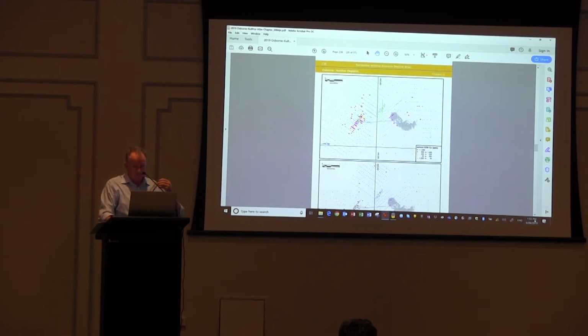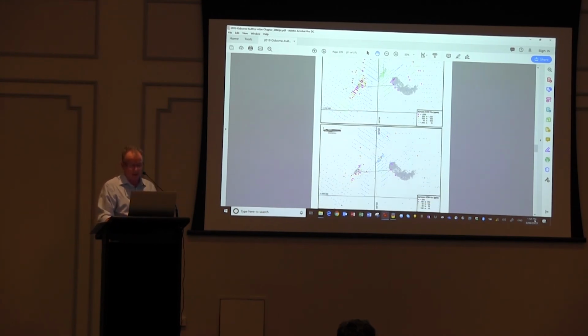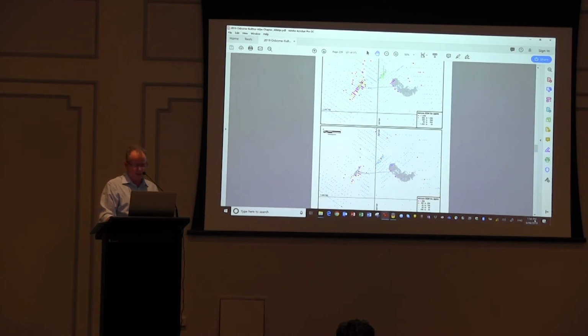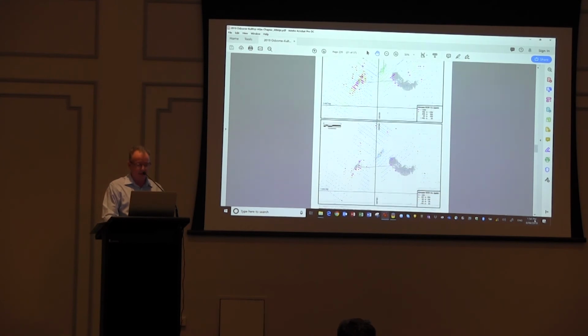Let's see. Okay, here are the diagrams of the top of base or the end of hole assays, copper and gold from the air core drilling. So you can see that that drilling has delineated clearly both the Osborne system and the Coulthard system in copper and in gold as well.